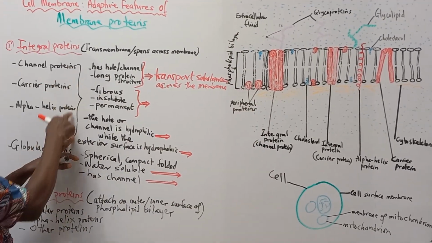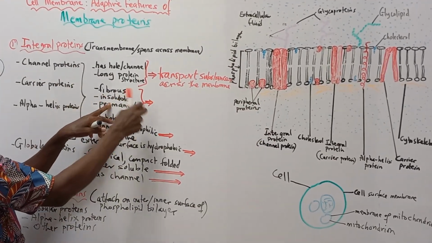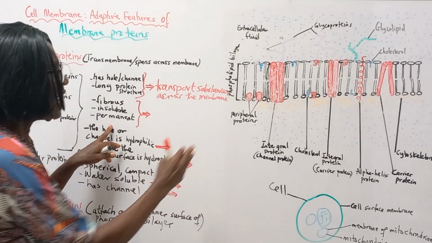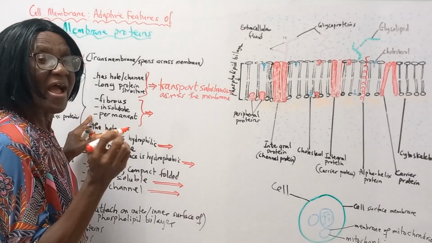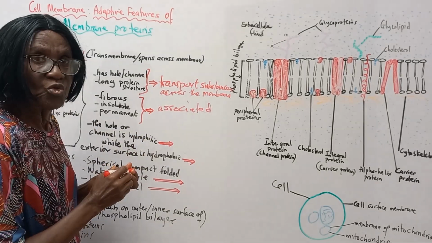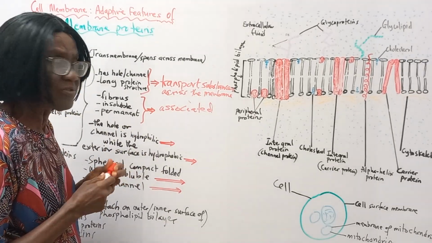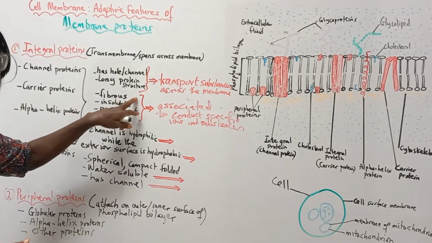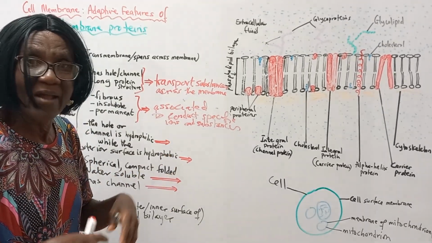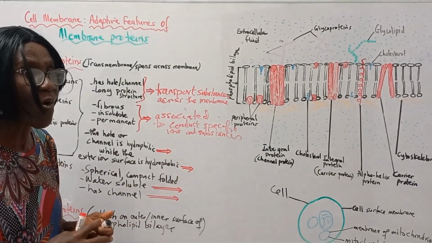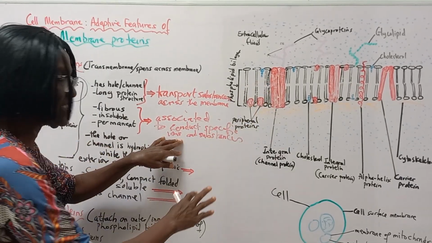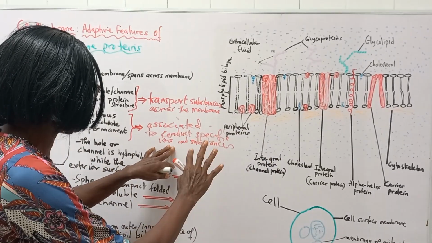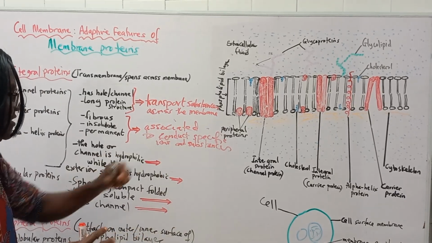Then these three proteins are fibrous, they are insoluble, and they are permanently embedded in the membrane. So they are associated to conduct specific ions and substances. They will not be dissolved by water or ions or changes in pH. They are permanently associated to conduct specific ions or substances. They will not be dissolved.